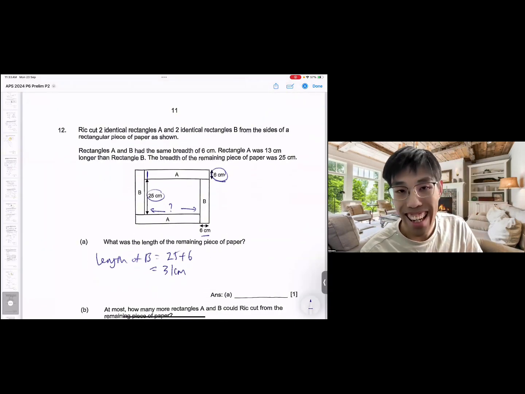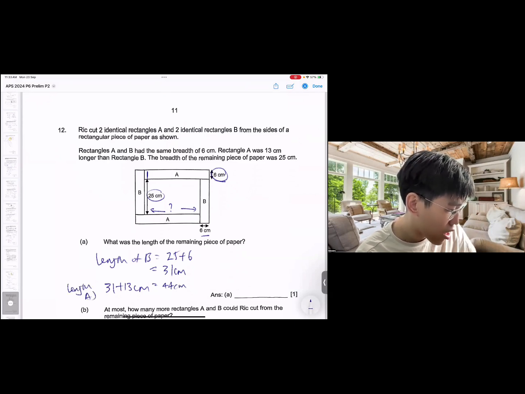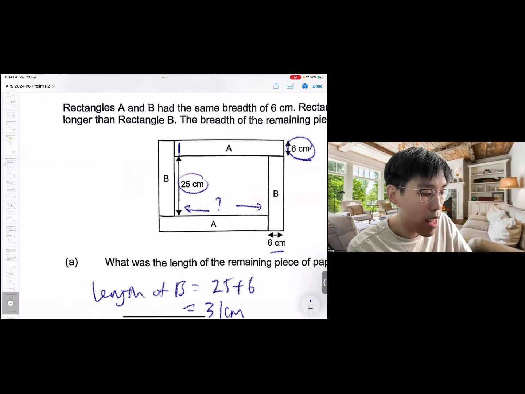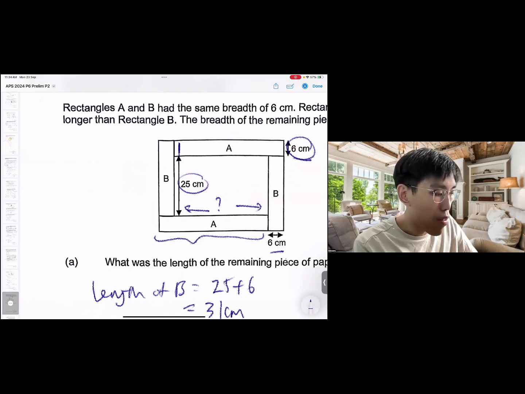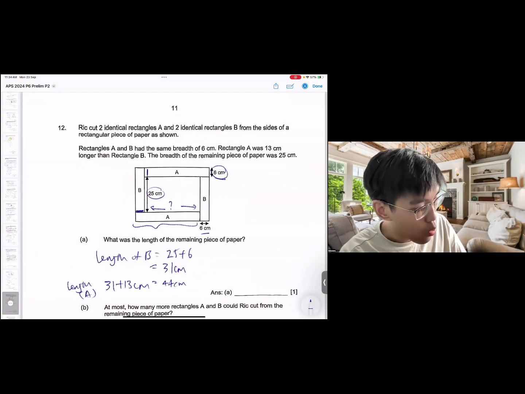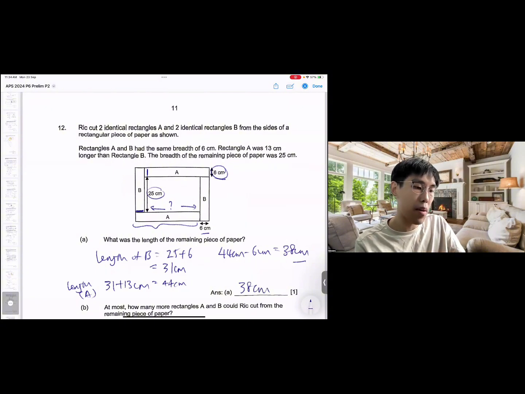And since rectangle A is 13 cm longer, 13 cm longer is 44. So this is the length of A. This is the length of B. Okay? So I want to find the remaining piece of paper, which is the one I indicated with a question mark. So you can see it's the whole length here minus this one, which is 6. This is the breadth of B, which is also 6. So for the length, it will be 44 cm minus 6 cm. Answer 38. 1 mark.